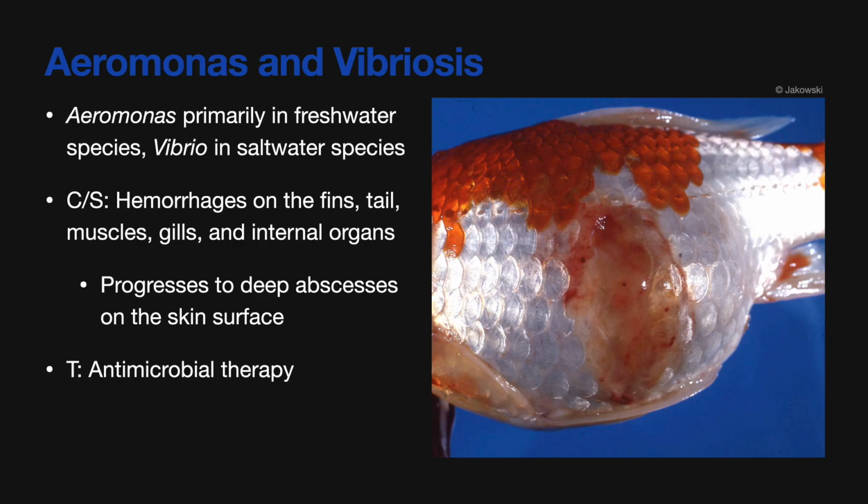Aeromonas and vibriosis are similar pathogens. Aeromonas affects freshwater species, while Vibrio affects saltwater species. Both pathogens result in hemorrhages on the fins, tail, muscles, gills, and internal organs that may progress to deep abscesses on the skin's surface. The main treatment for these pathogens is antimicrobial therapy.